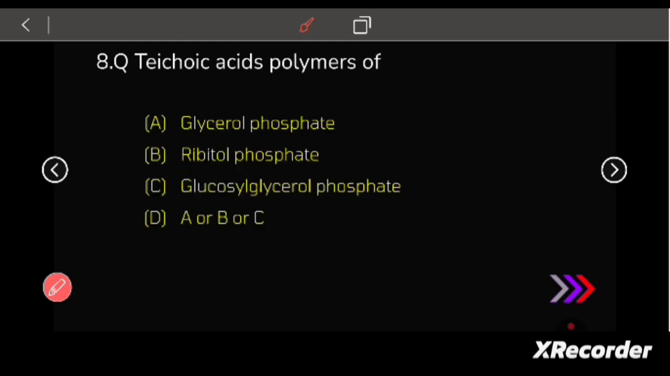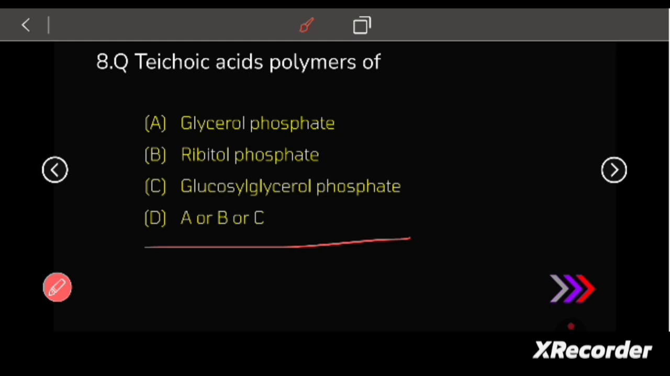Question 8. Teichoic acids are polymers of A. Glycerol phosphate, B. Ribitol phosphate, C. Glucosyl glycerol phosphate, D. Glycerol phosphate or ribitol phosphate or glucosyl glycerol phosphate. A or B or C. Answer is D. Teichoic acids are polymers of either glycerol phosphate or ribitol phosphate or glucosyl glycerol phosphate.